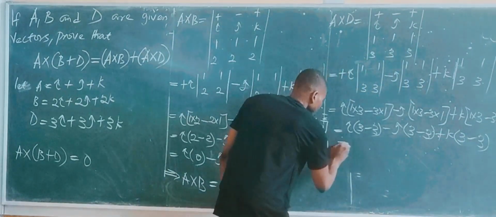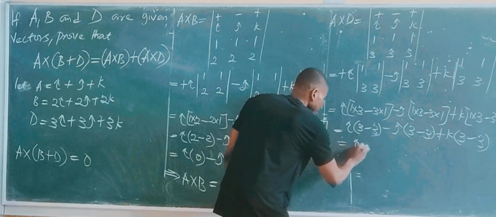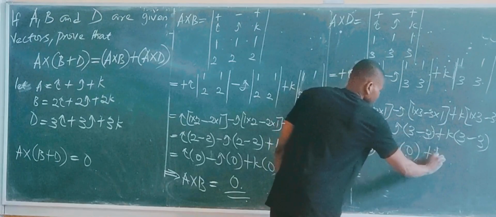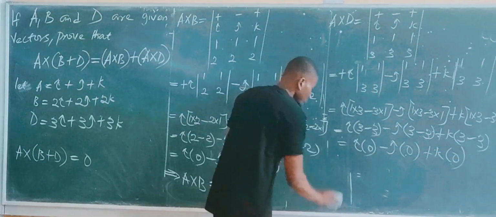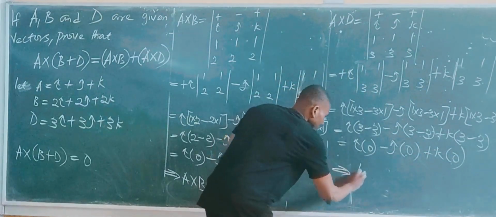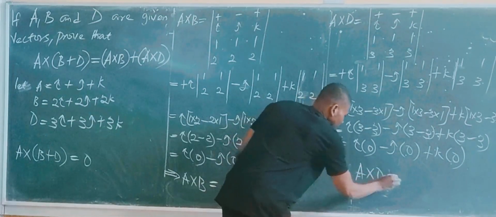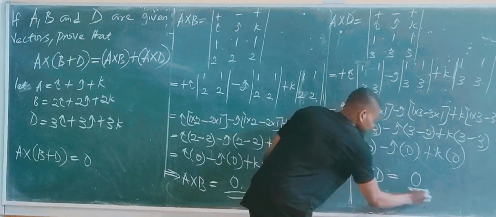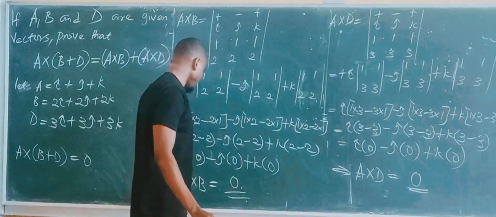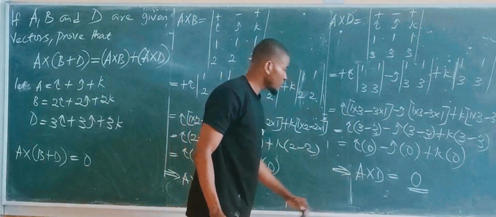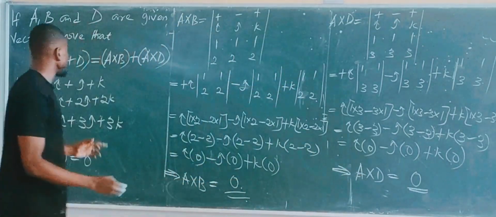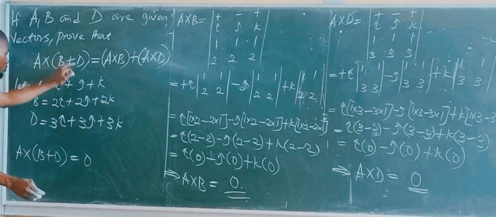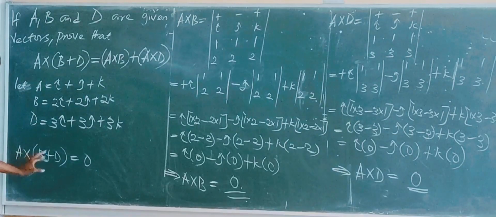Okay, so this is actually what? 3 minus 3 is 0, so that's i into 0, minus j into 0 plus k into 0. So this simply implies now that A cross D is actually what? 0 minus 0 plus 0, which is actually 0. So if we know A cross B and we know A cross D, the law is simply saying that A cross B plus A cross D must be equal to what? A cross B plus D. Okay, so A cross B plus D gave us 0.